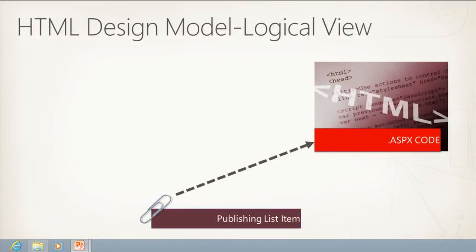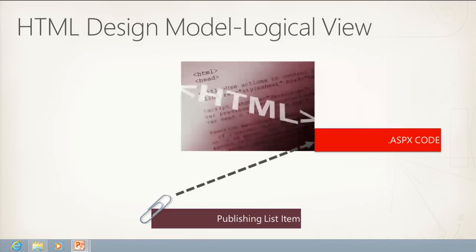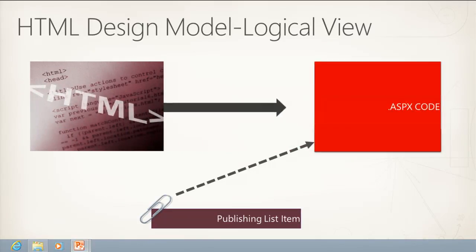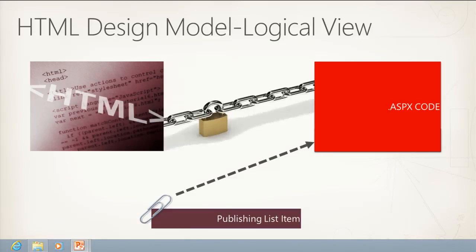In general, at a very high level, your publishing list item has an attachment, a little attachment column to its page layout. That page layout has ASPX and HTML markup inside of it. What we've done in 2013 is we've separated that. Once we separate that, creating your HTML and your ASPX, we create a link between those two, and that's what the association does.